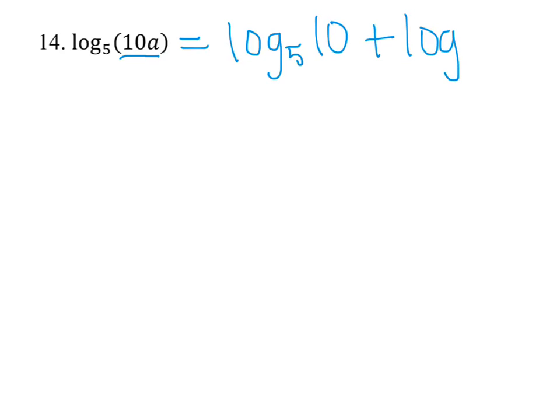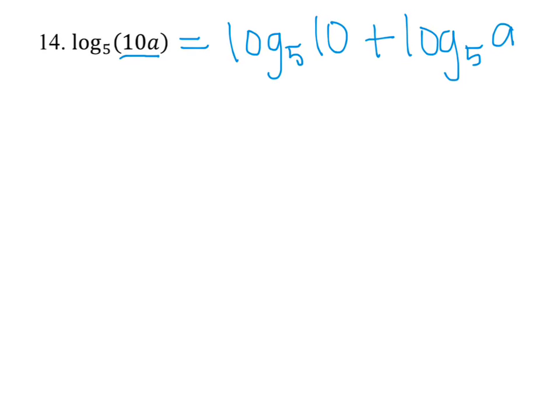Number 14 says find log base 5 of 10a. So I have this 10 and a multiplied inside the log. So I can say this is just log base 5 of 10 plus log base 5 of a. So that's what our product rule says: if I have things multiplied together inside of a log, I can rewrite it as 2 logs that are added together.